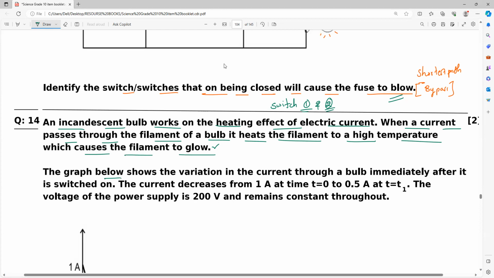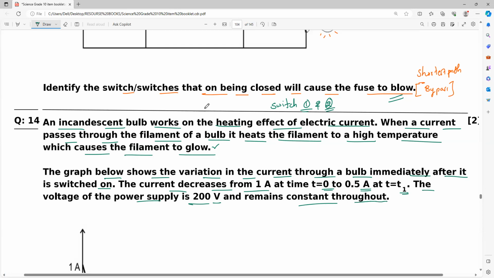Now, the graph below shows the variation in the current through a bulb immediately after it is switched on. After it is switched on, the current decreases from 1 ampere at time t = 0 to 0.5 ampere at t = t1. The voltage of the power supply is 200 volts and remains constant throughout.